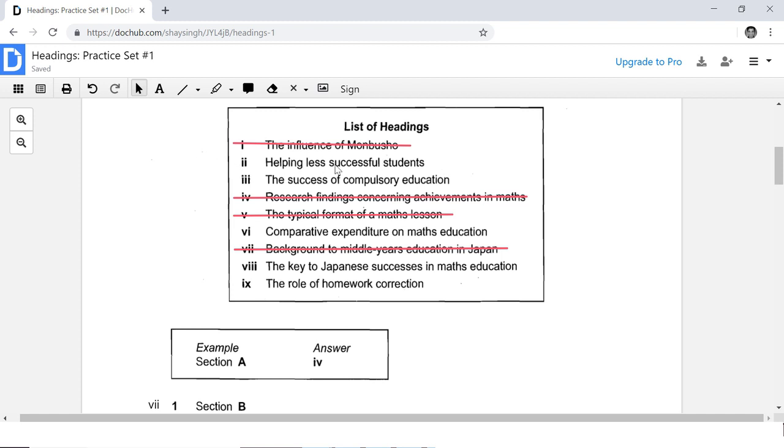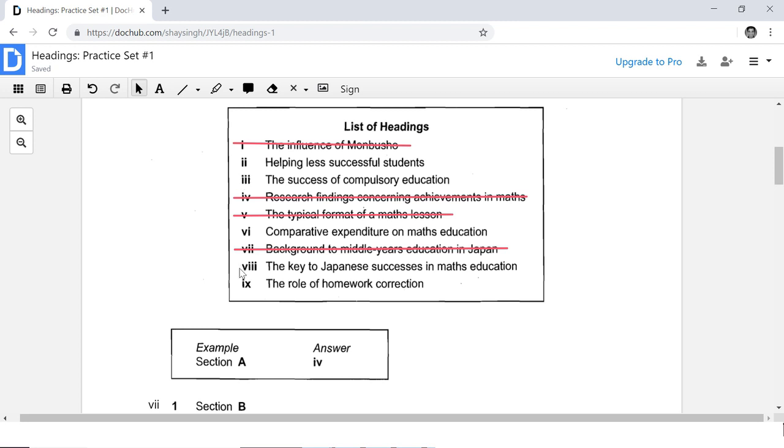So we've already used this answer choice. Here we go, the success of compulsory education. Actually, I see the word success here and it's talking about the success of compulsory education. But down here, I see another answer choice which is a very good fit. It says the key to Japanese successes in math education. Guys, which one do you think is the correct answer choice? Number 3 or number 8? Which one do you think is the correct answer choice? They're both talking about success.